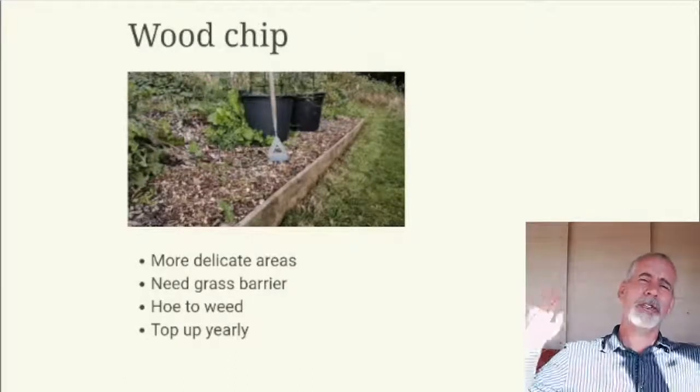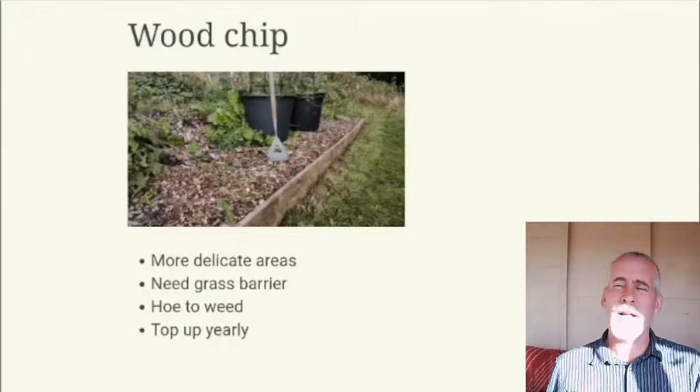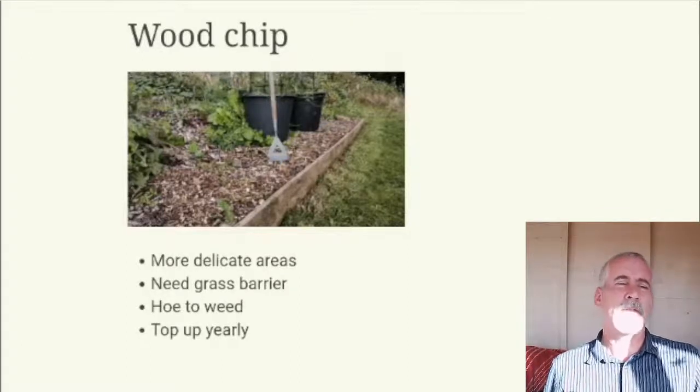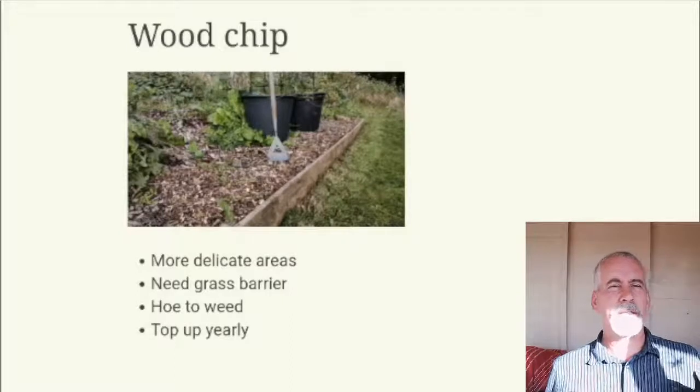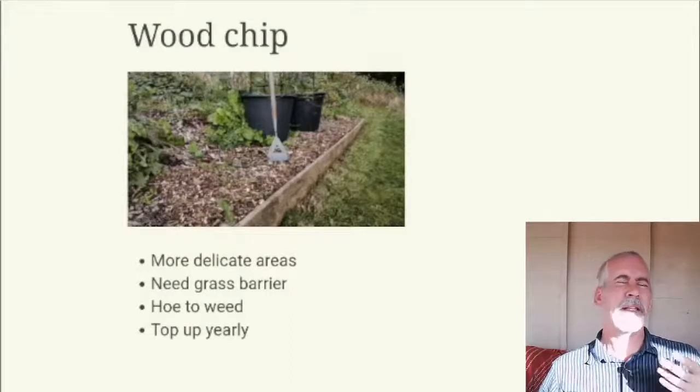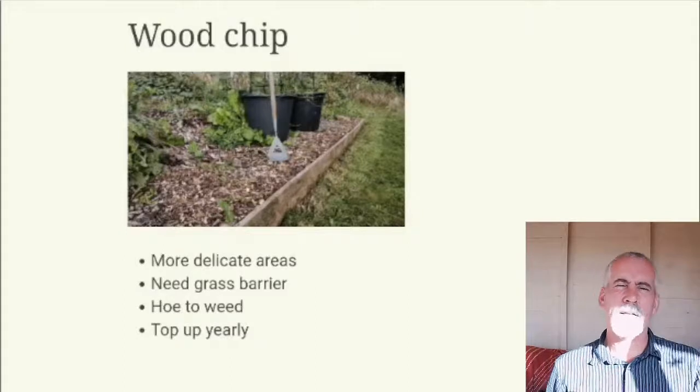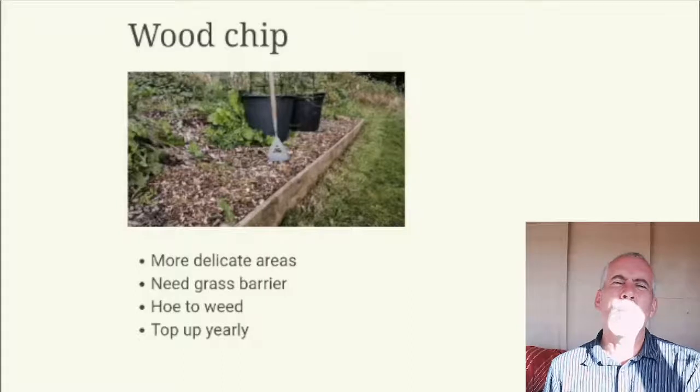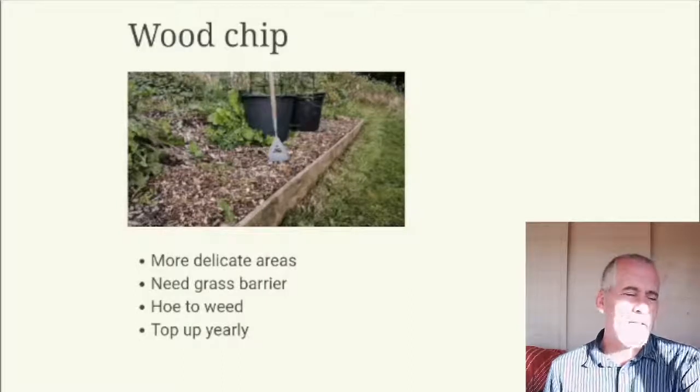And the other thing he says is straight beds are much easier to maintain, which I would agree with as well. If you've got perennial veg in a straight bed, you don't need curves, and it depends on the situation. Sometimes you can get away with it, but straight beds can be quite a lot easier to manage. And if you've got wood chip paths, then you do need to have a grass barrier.